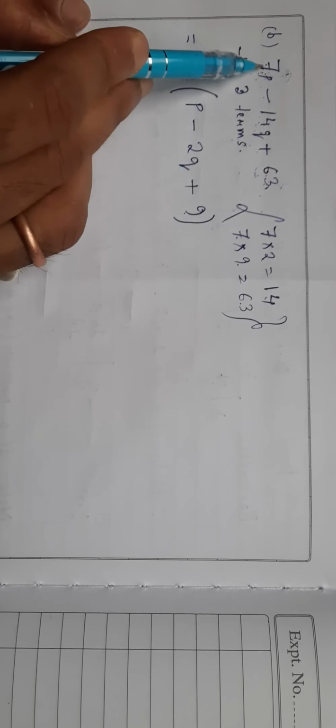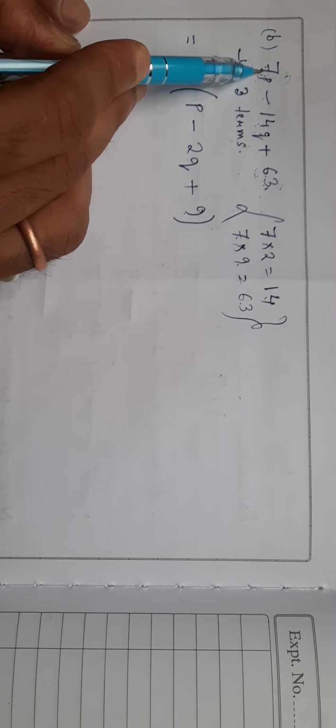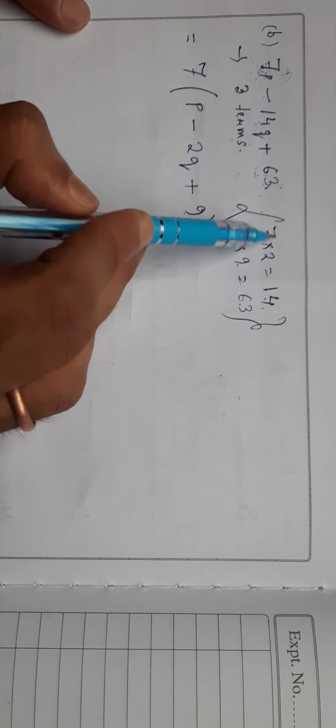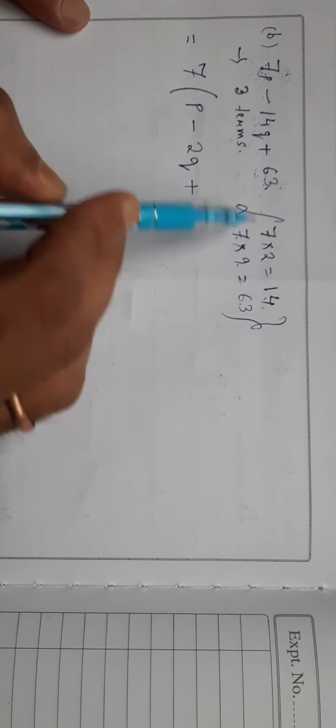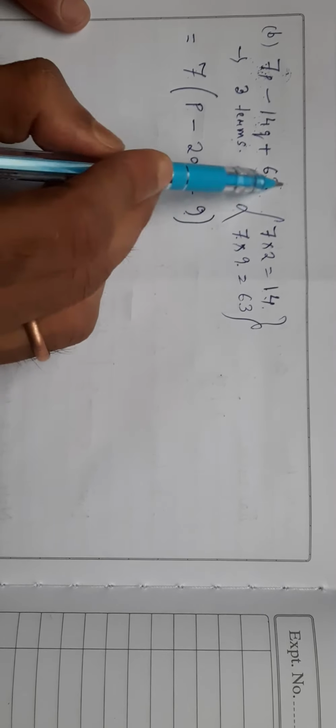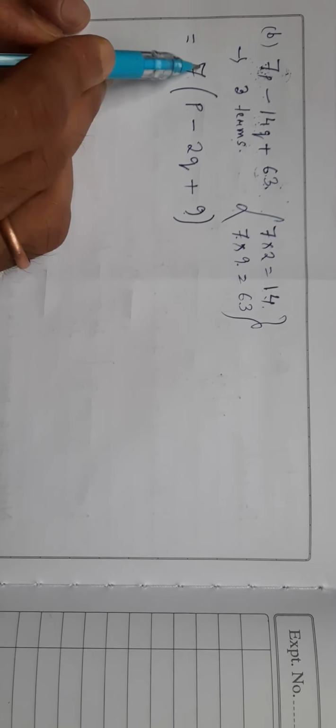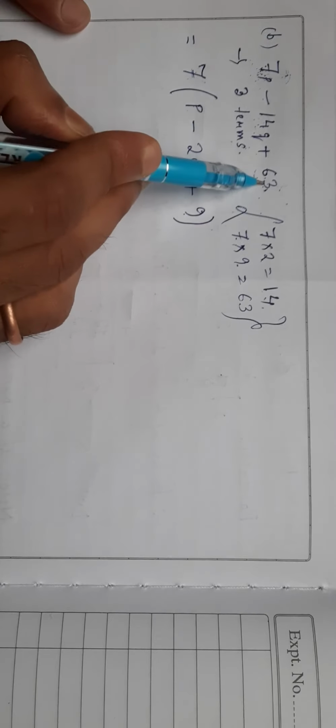Now we know 7 into 1 is 7. So obviously 7 is common here. 7 into 2 is 14. So we have got 7 common as well here. 7 into 9, 63. So here also in the third term we have got 7 common. So what we do, we take 7 common from all the 3 terms.